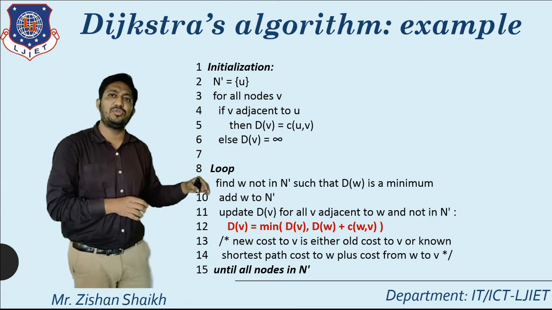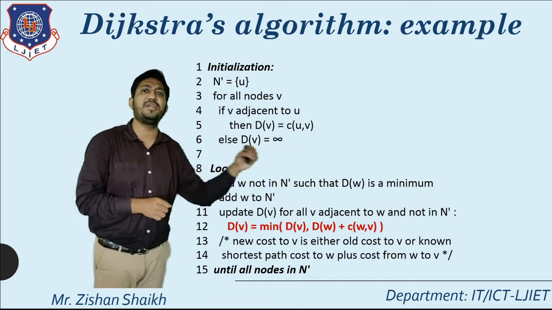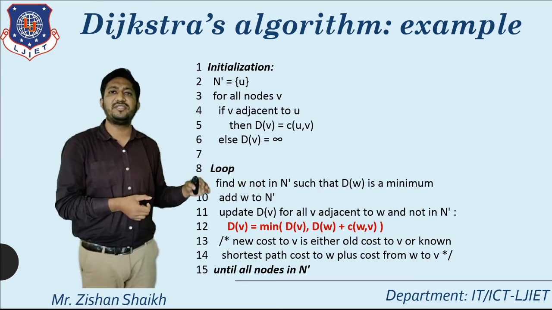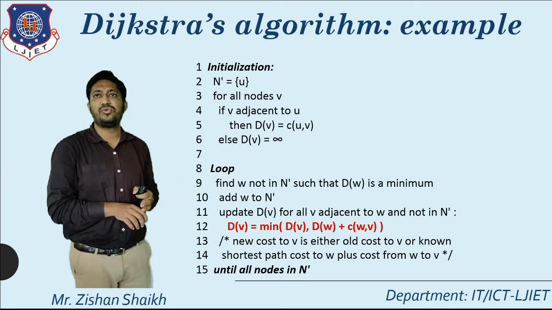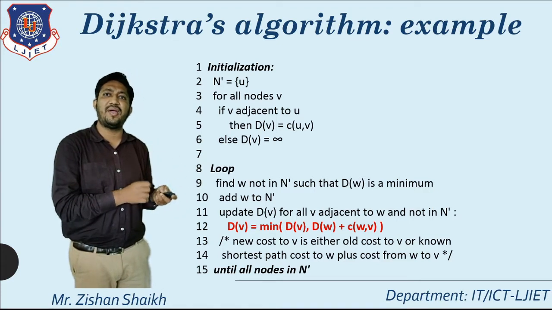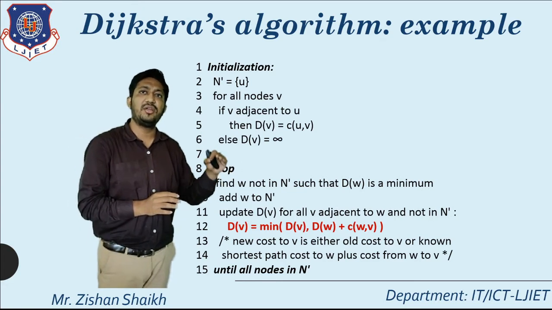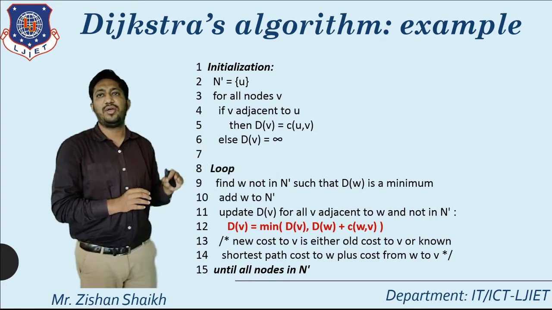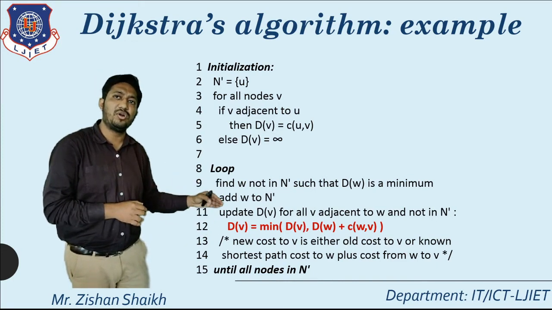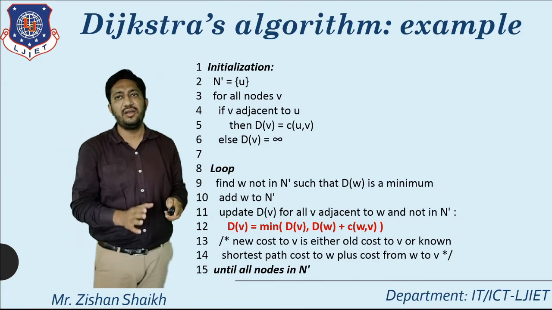Now we have to choose which cost is the minimal one. If we can reach the particular V directly, or via D of W plus the cost C of W V, then from that we find the minimum cost, and that is considered as D of V. Here D of V is the cost of reaching our destination. So from that we find how to choose the shortest path from source U to V via W. These steps are calculated for all the nodes, and those nodes are added to our N dash, the set of our adjacent nodes.